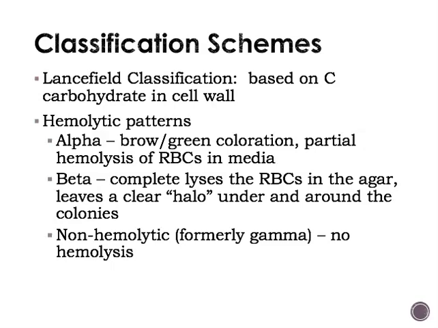It's done with serological testing, and it's only done on the beta hemolytic strep. So that would be group A, B, C, D, and then there's a few others beyond that. There have been discrepancies found in this system since DNA testing has become more common, so it may not be used quite as often now.